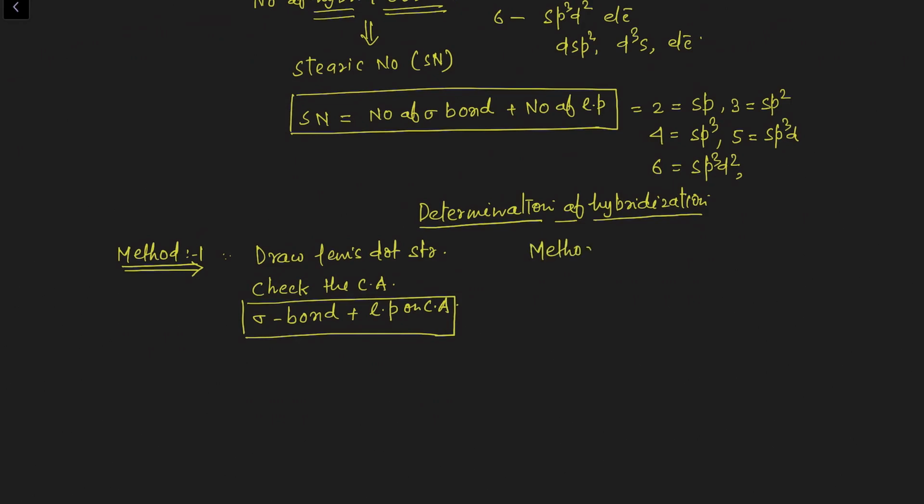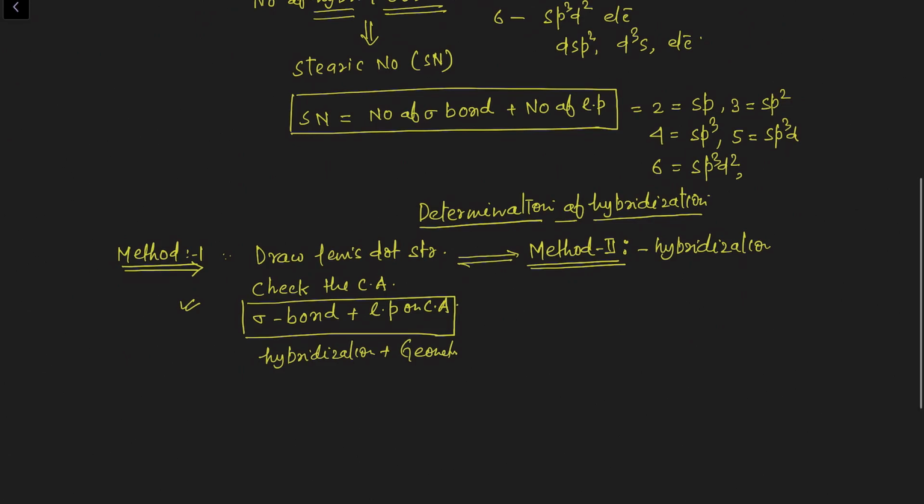Method number 2 is based on a formula-type concept. Method number 2 only gives you an idea about the hybridization, but method number 1 will give you an idea about the hybridization plus the geometry of the molecule, but both methods are interrelated. So what is the second method? The second method is again related to the calculation of the steric number.